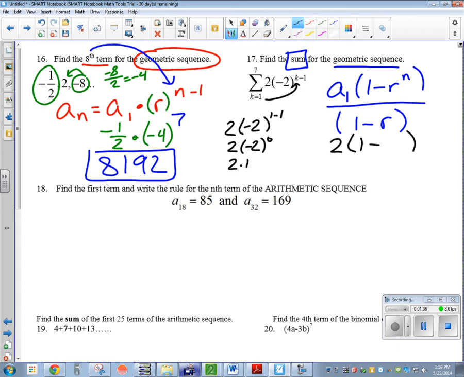My r is whatever's being raised to a power, so that is my r, the negative 2. Since it's negative, I'm going to put it in parentheses. On bottom, it's 1 minus negative 2, so it's plus 2. I don't care about the parentheses around the negative 2, because it's not being raised to a power. My n is the exponent, or is how many terms I've got. So in this case, it's 7.